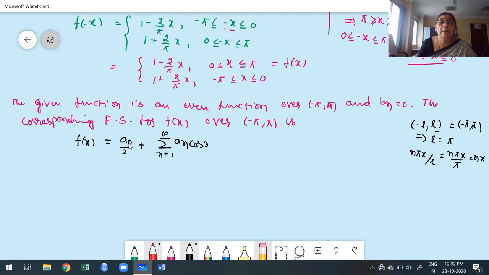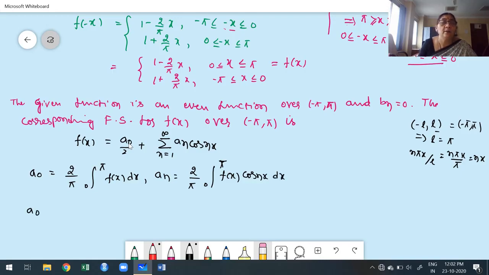Cos of nx. What is the a naught formula? 2 by L, which is 2 by pi, 0 to L is 0 to pi, f of x dx. What is the an formula? An is 2 by pi, 0 to pi, f of x cos nx with respect to x. Then I have to find out a naught.